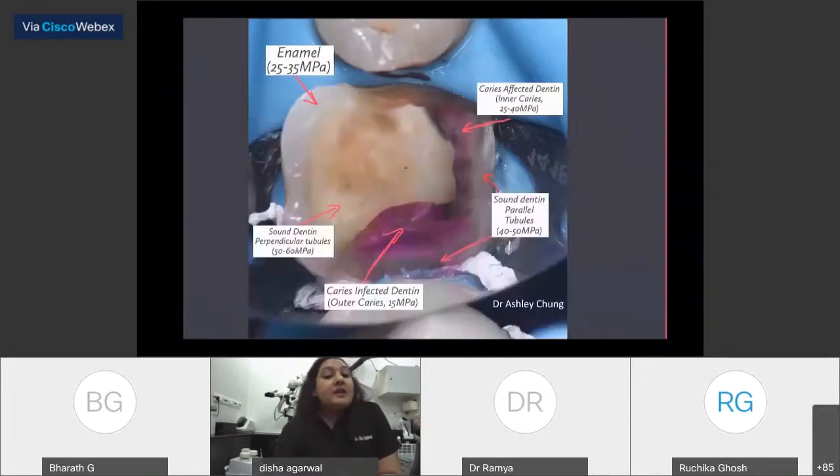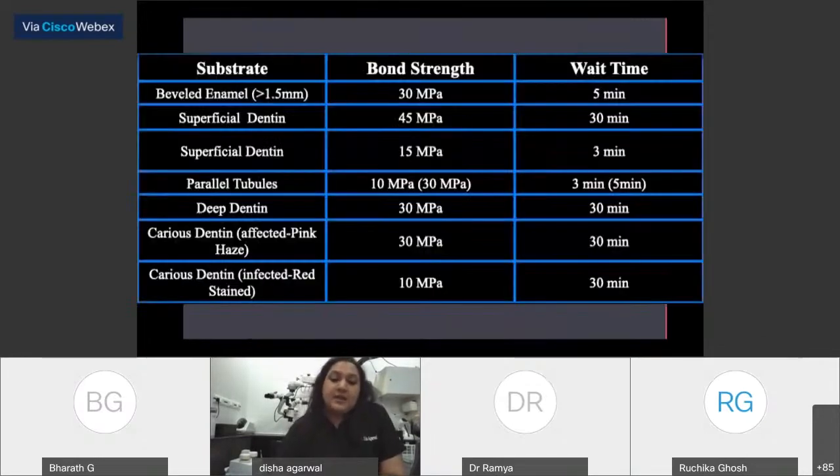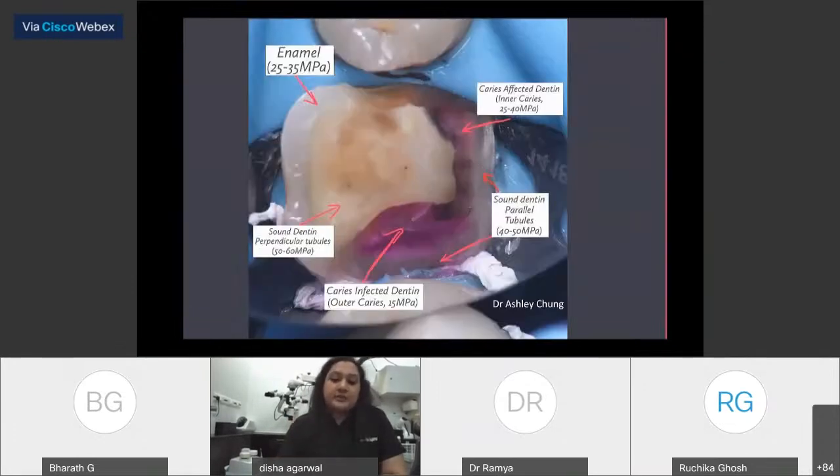So coming back to my first question, does composite bond stronger to enamel or to dentine? When I show the slide, it is only my dentine. Remember, 2 mm within the peripheral seal zone, that dentine is what is going to give the bond strength. That is your 45 megapascal. It will prevent sensitivity. It will prevent future fracture of your restorations.